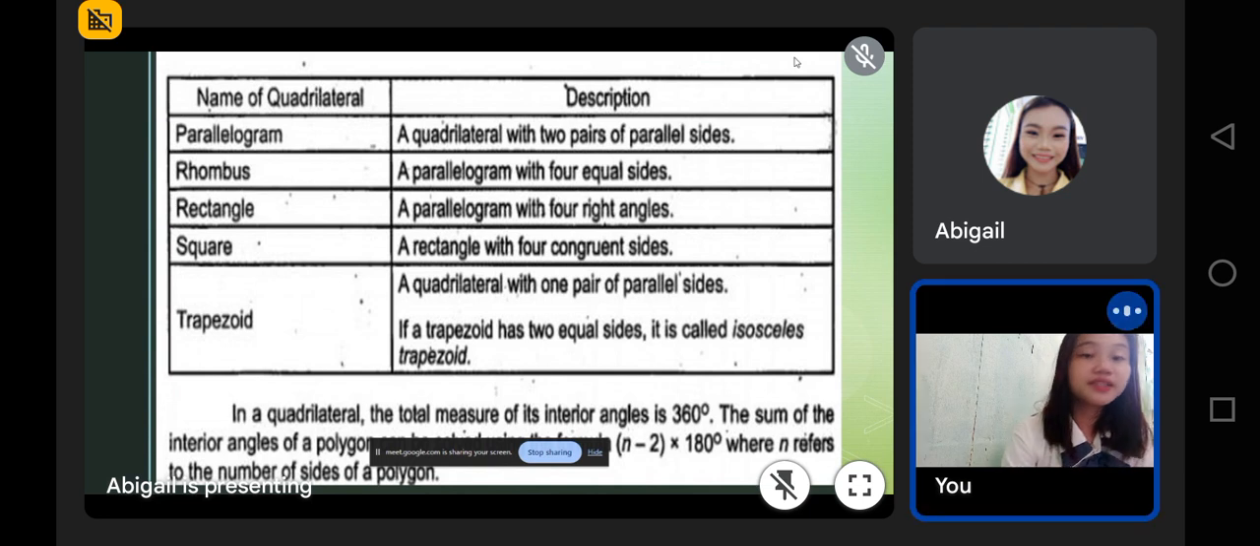In a quadrilateral, the total measure of its interior angles is 360 degrees. The sum of the interior angles of a polygon can be solved by the formula (n minus 2) times 180 degrees, wherein n refers to the number of sides of a polygon.